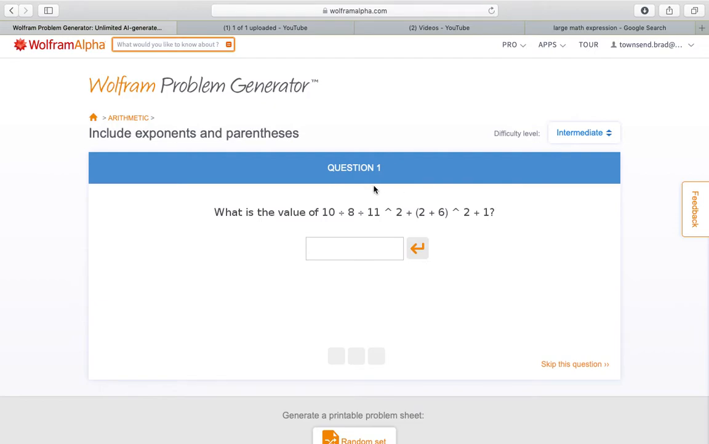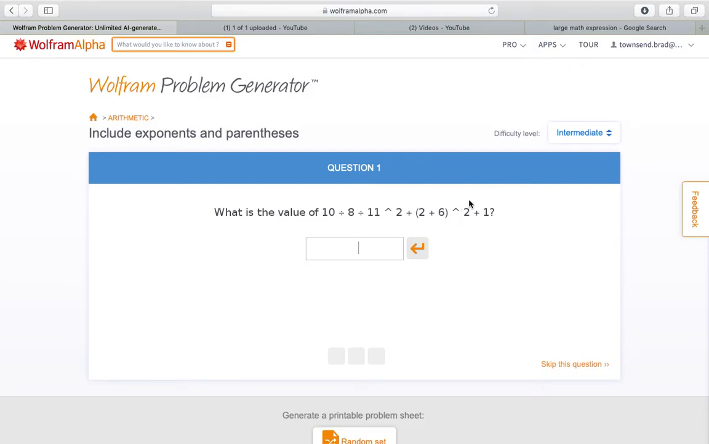So in the order of operations, you need to first work within the parentheses. So that would be 2 plus 6. I'm just thinking through the problem first. Then exponents would come next, and you go from left to right. So first I would do this exponent here, 11 times 11, or 11 to the second power. Then I would do the next exponent going from the left.